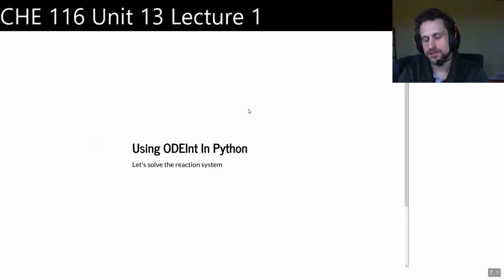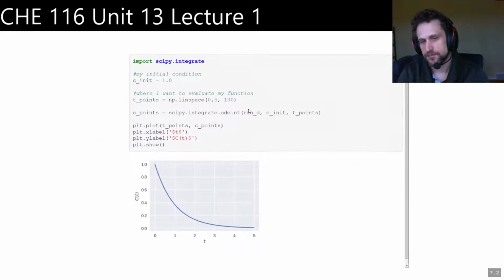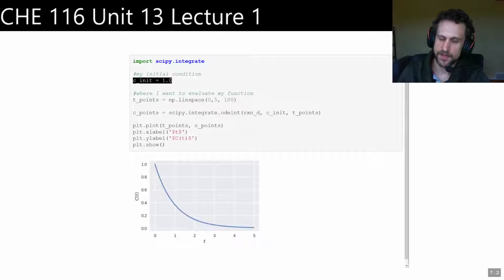Okay, so once you have defined your function, we need to do two more steps before we can integrate. The first is to set up our initial condition. So I'm going to do the concentration example. I'm going to start at a concentration of 1. And then I need to choose where I want to evaluate it. So I'm going to evaluate my function from time equals 0 to time equals 5, at 100 points. So I'm making a grid from 0 to 5 that contains 100 points.